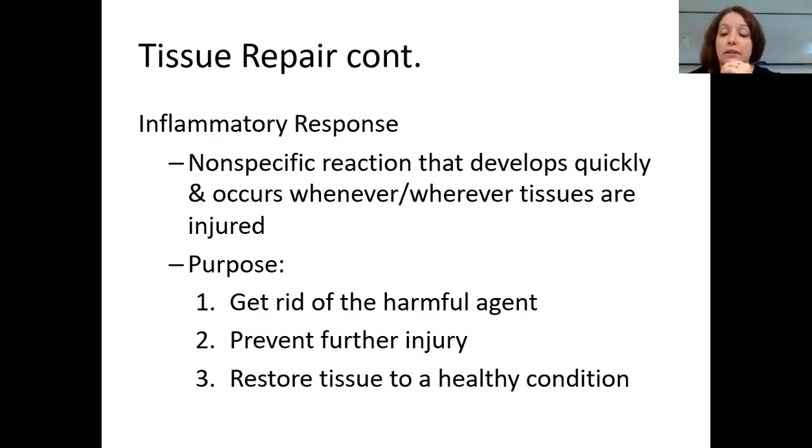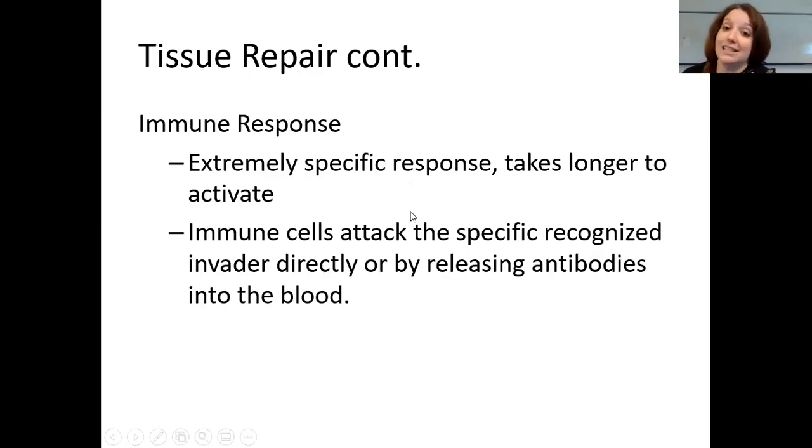When you have leakage into the tissues, it's going to cause compression of the surrounding nerves, which is why you get pain. And the swelling is due to the damage, but also to the increased vascular permeability. Okay, the immune response is extremely specific. We learn about it in the spring semester right as we start talking about the cardiovascular system, and it takes longer to activate.